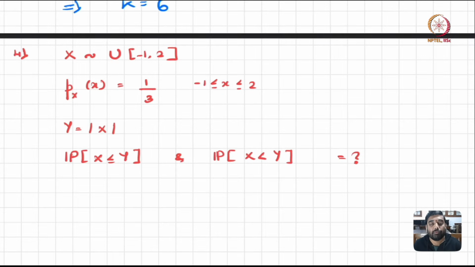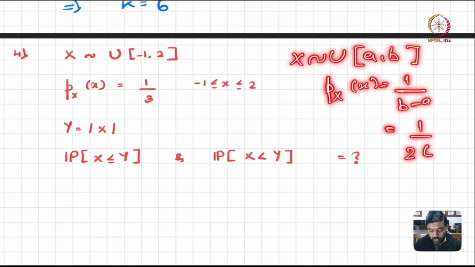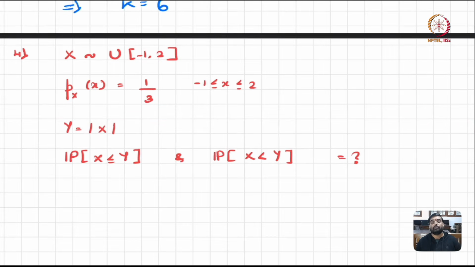Now we have already been introduced, even in the class, to the uniform distribution. So let's say that I have a random variable x which is uniformly distributed from -1 to 2. And what is the density for uniform? If X is uniform from A to B, then the density is 1 over B minus A. In this case, 1 over 2 minus (-1), which is 1 over 3. This is the density.